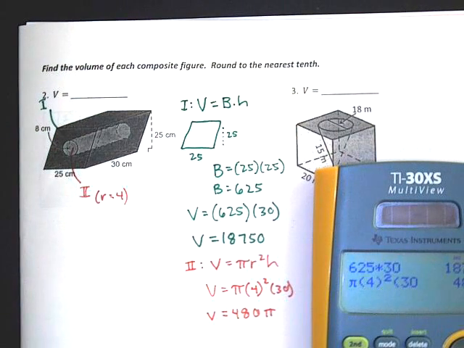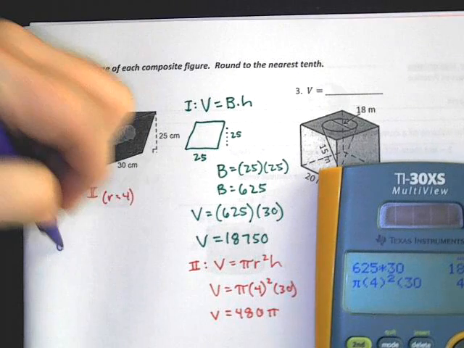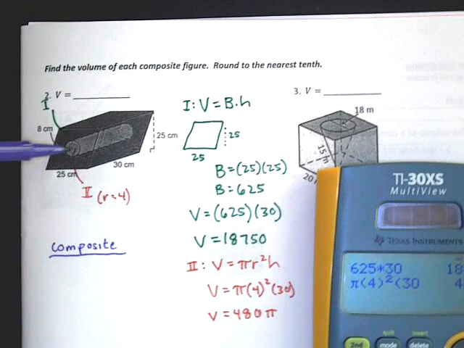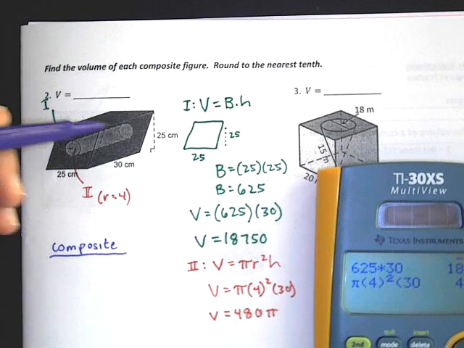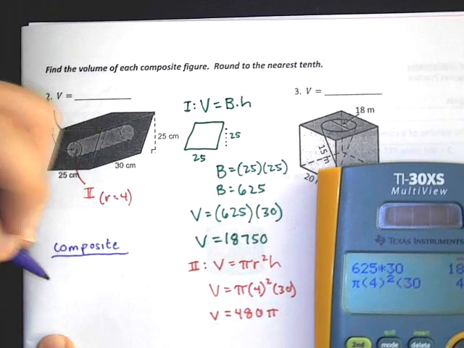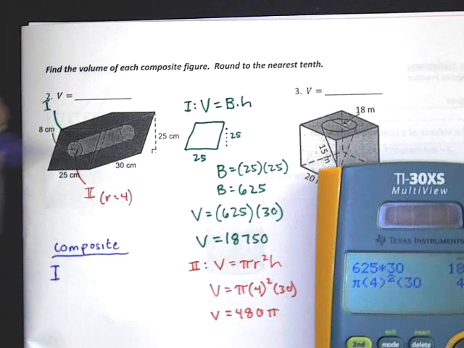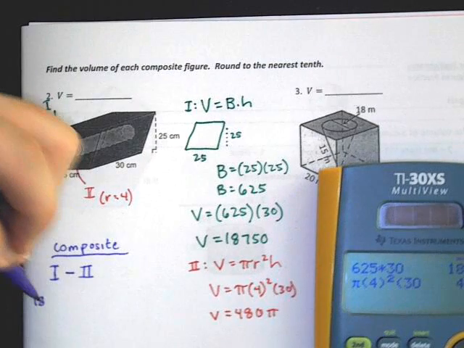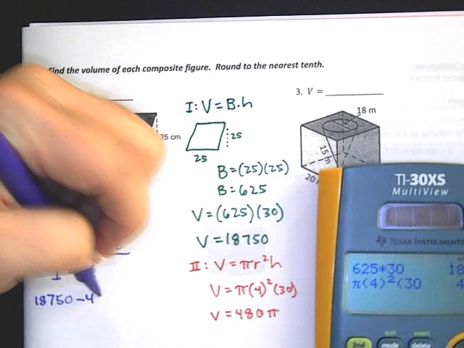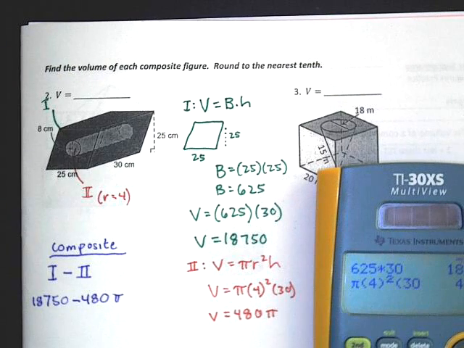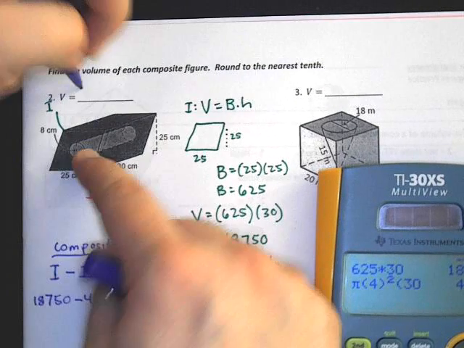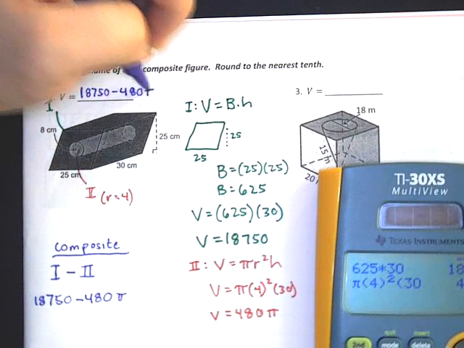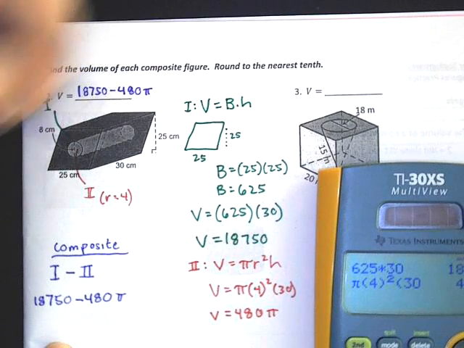Alright. We're ready for the composite. In this case, hopefully you guys see and understand, I'm taking away the cylinder. I'm getting rid of it from the overall shape. So instead of adding shape 2 to shape 1, I'm going to subtract. I'm going to take it away. So this is going to be 18,750 minus 480 pi. That is perfect for an answer if you want to leave it exact, and that would be in centimeters cubed.